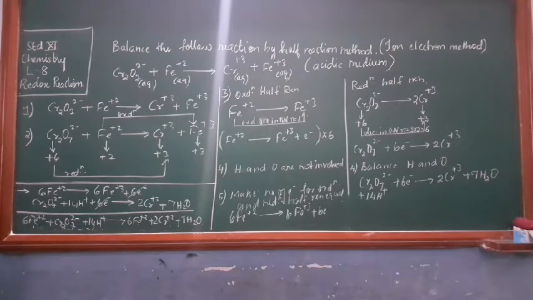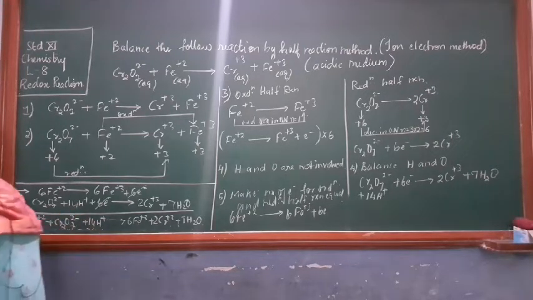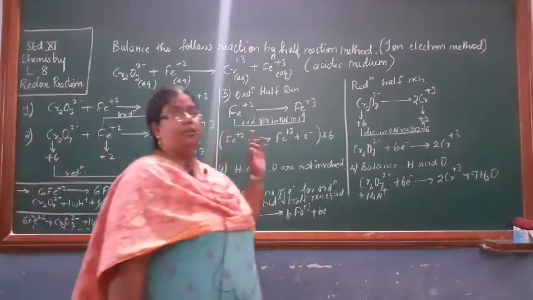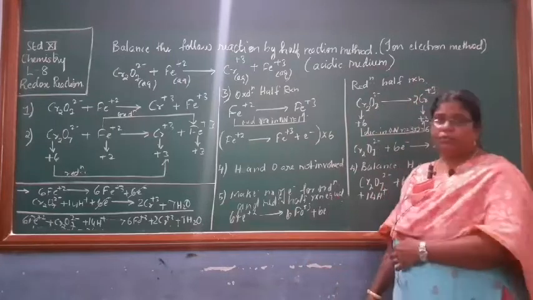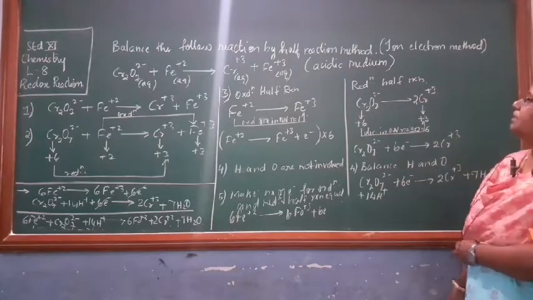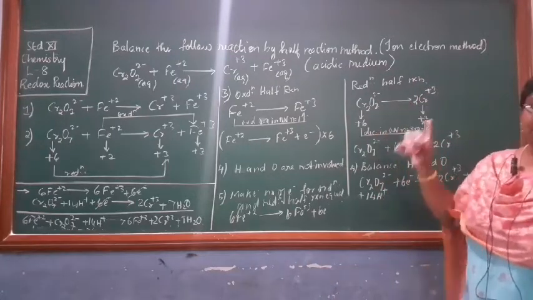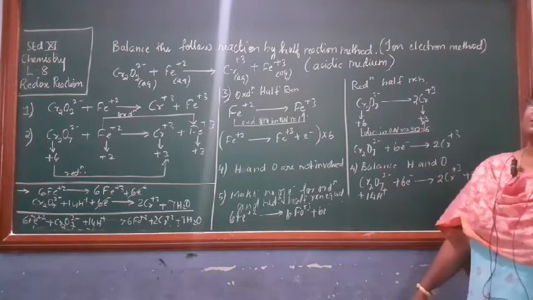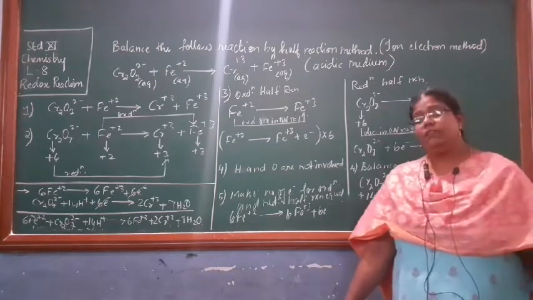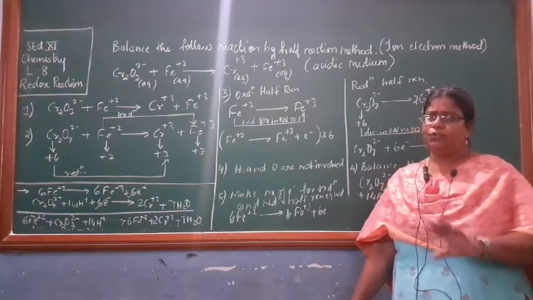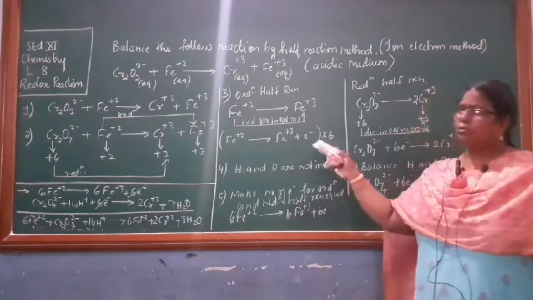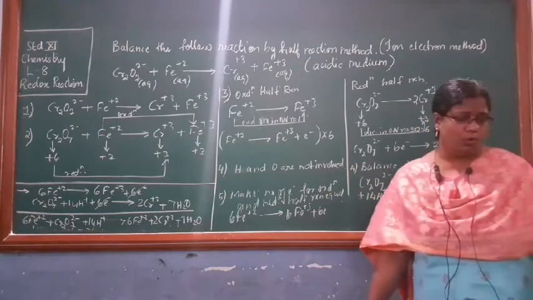Have you followed? So this is how you should balance the reaction in the half reaction method, or we can call it the ion electron method. This we have done in the acidic medium. Similarly, you can even do it in the basic medium. So let us solve a few questions today based on this concept only. You note this down first.